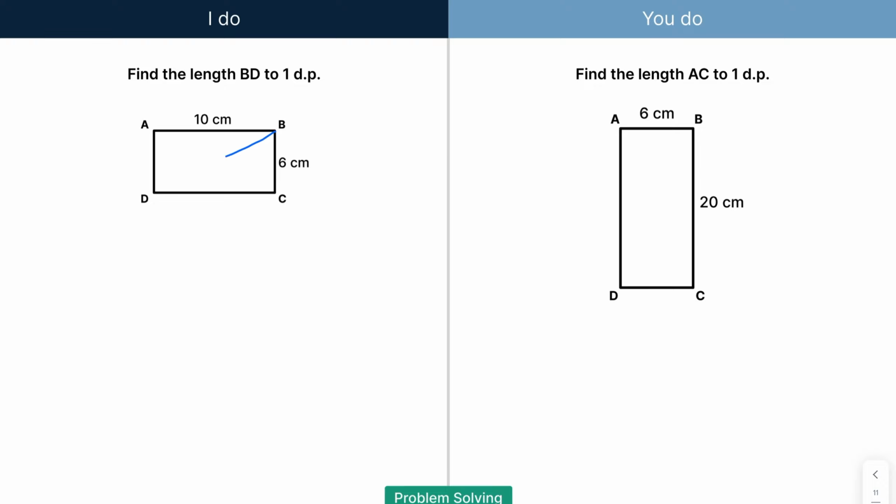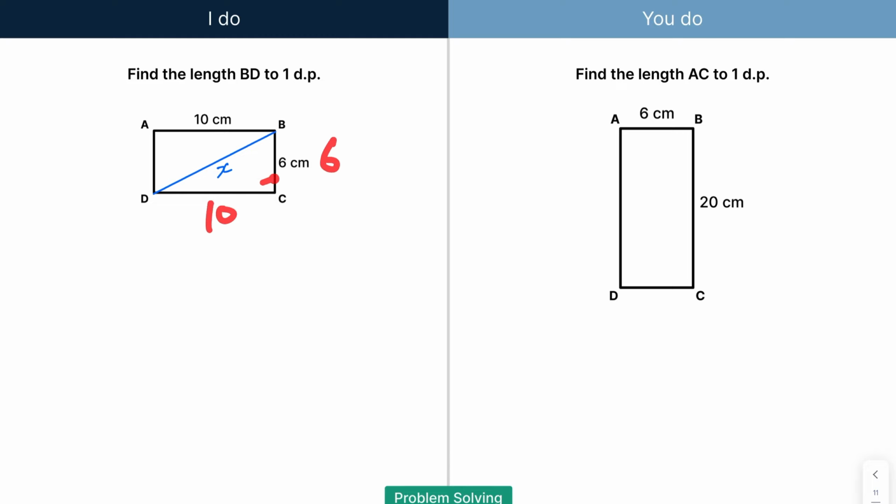So if I join the two points together, B and D, it's a diagonal, and I can call this X. Again, you can think of this as a right angle triangle there. You know this is 6, and you know this is going to be 10 because it's going to be the same as what that is.